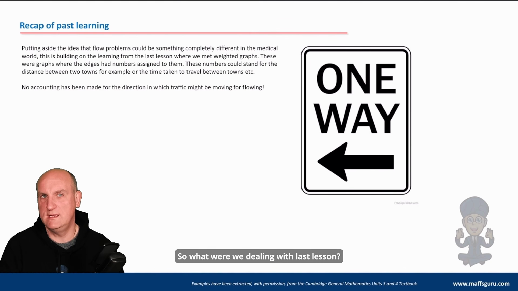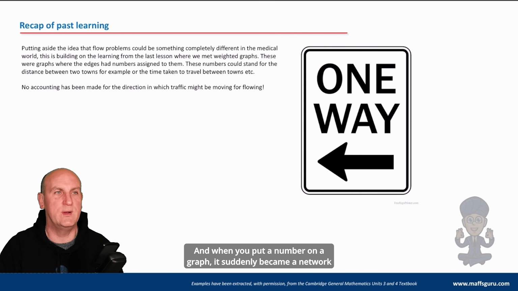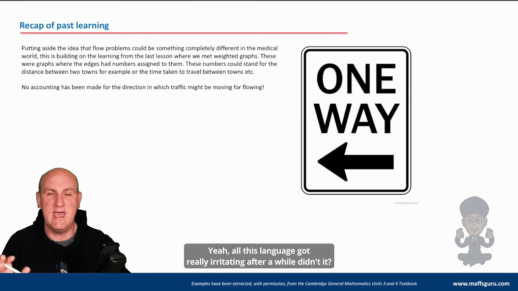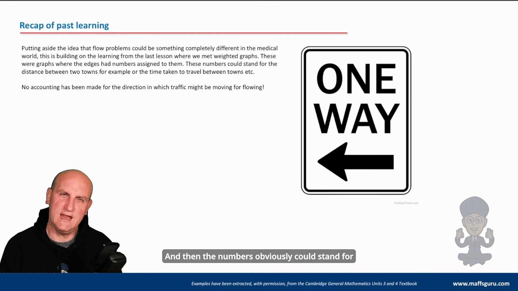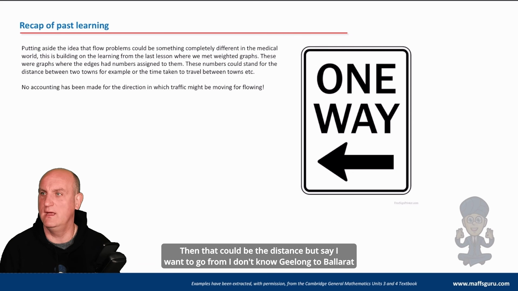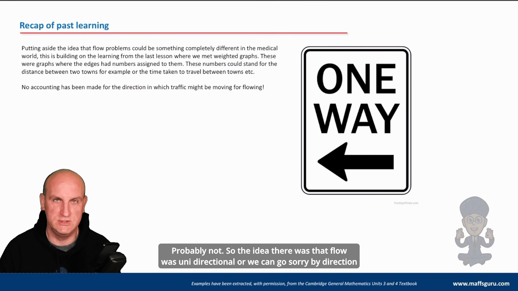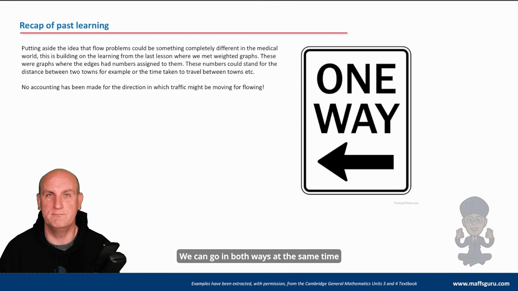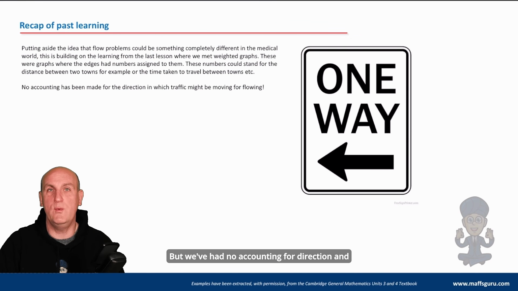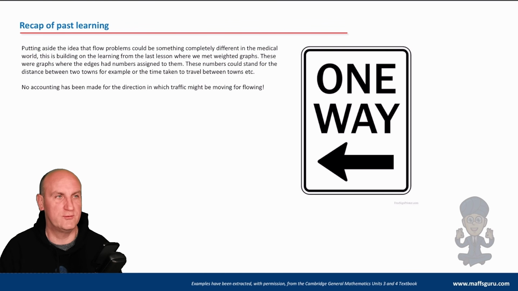Right, so what were we dealing with last lesson? Well, we looked at the idea that we could put numbers on graphs, and when you put a number on a graph, it suddenly became a network. The numbers could stand for something, like if we had a map of places to go, then that could be the distance. But say I want to go from Geelong to Ballarat. Can I only go one way? Probably not. So the idea there was that flow was unidirectional, or we can go bidirectional, in both ways at the same time. But we had no accounting for direction, and direction now plays a huge part in the next videos we're about to do.